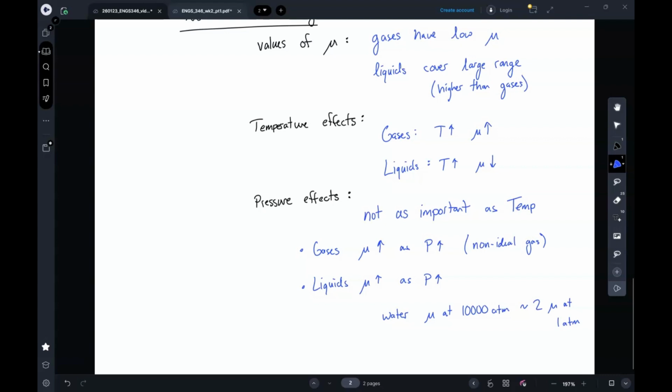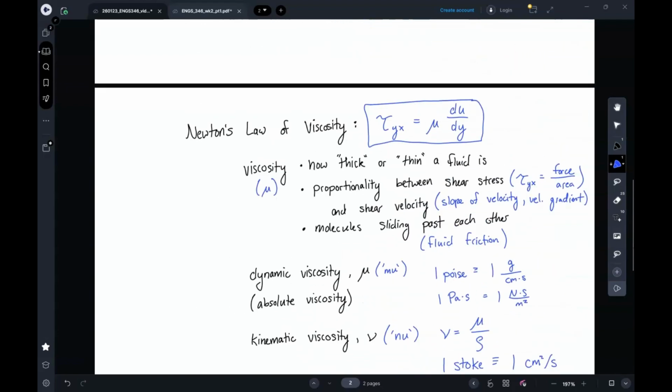So we're going to see how we can use this, specifically this equation up here, Newton's law of viscosity, to help us in our problem solving. So join me on the next video to hear more about that.